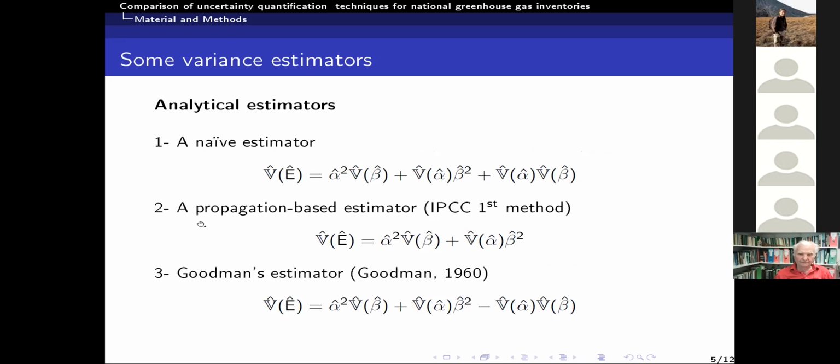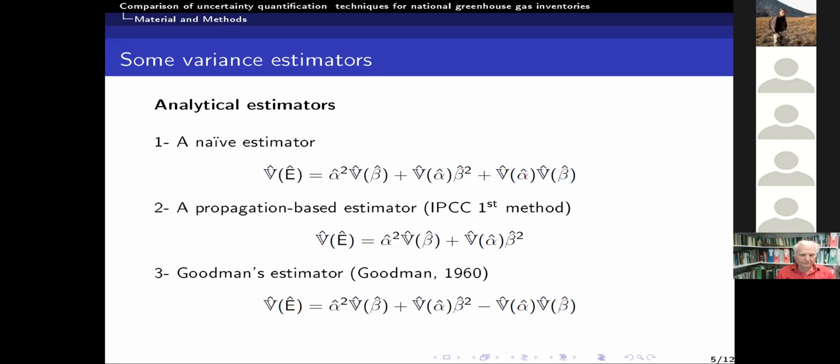Okay. There is a second method here, which is called the propagation-based estimator. That's actually the IPCC first method. There are 2, and so that's the first one here. You can see that the difference is just we omit this product. And finally, if you dig a little bit in the literature, 60 years ago, it was published by Goodman. Goodman said, okay, a proper estimator for the product of 2 estimates would be this one. And the only difference is that we're going to subtract this product of the variances, okay?